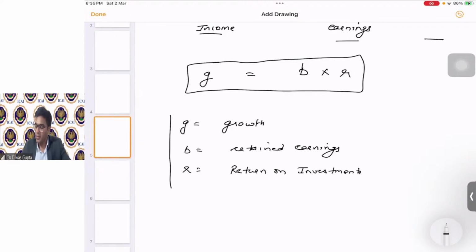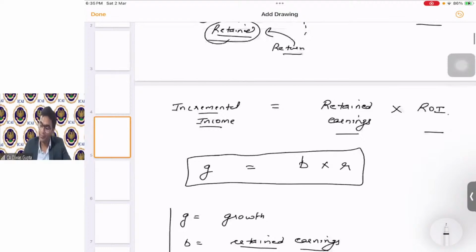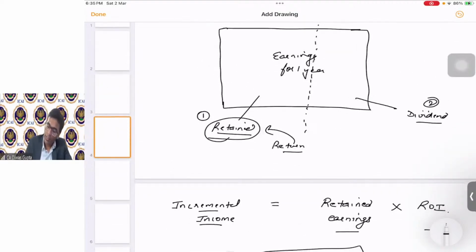Tanishka, retention ratio is the amount retained from the overall earnings. So if I say that E is the total earnings, R is the amount retained, and D is the dividend paid, then retention ratio will be amount retained divided by the overall earnings. Out of the total overall earnings, how much amount we have retained? That is called the retention ratio.